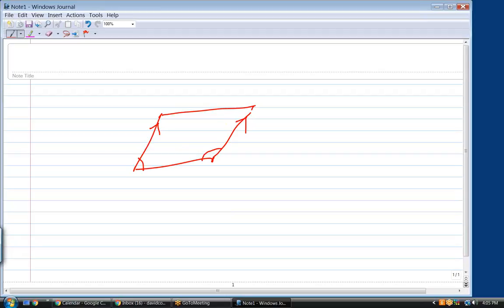And it means that because that's a transversal also, that one has to be supplementary to this one. And I don't mean to make those equal, but it turns out that that one is equal to that one, and this one is equal to this one. That's really pretty much all you need to memorize about a parallelogram: opposite angles are equal, adjacent angles are supplementary.